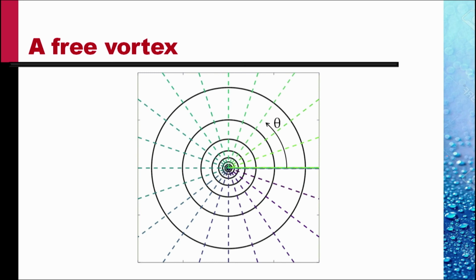So these are the streamlines and potential lines for a free vortex. The solid lines are the streamlines, the velocity tangent to the streamlines, counterclockwise for positive value of gamma and clockwise for the negative values of gamma. The radial lines are the equipotential lines or the potential lines.